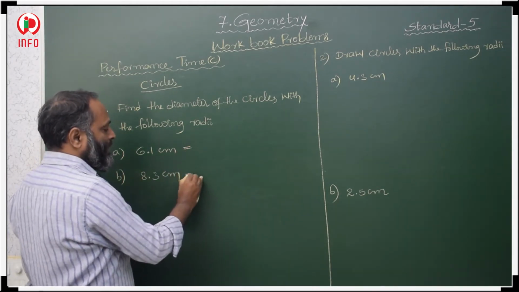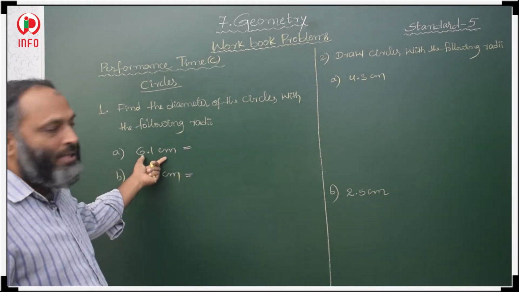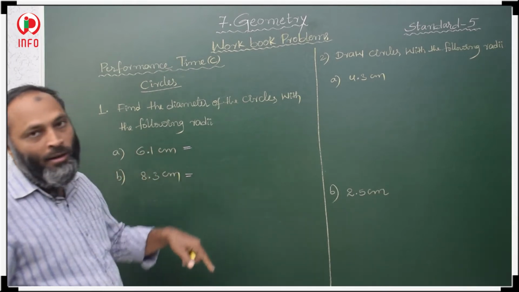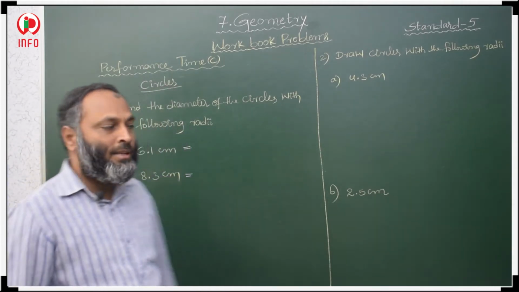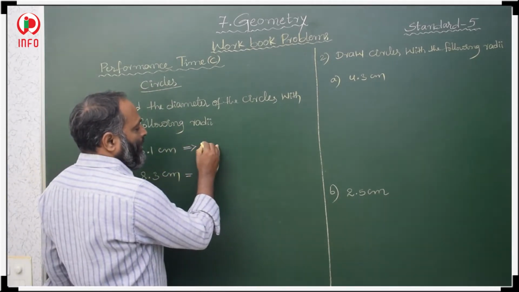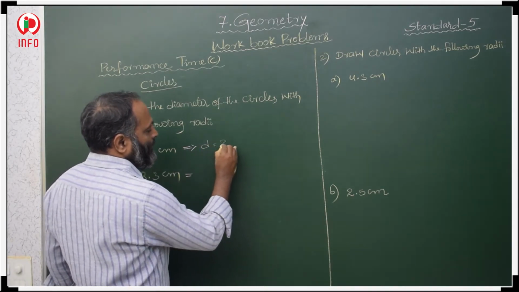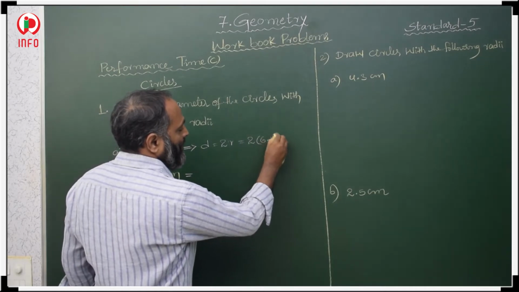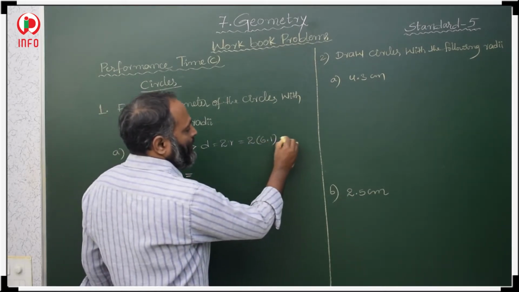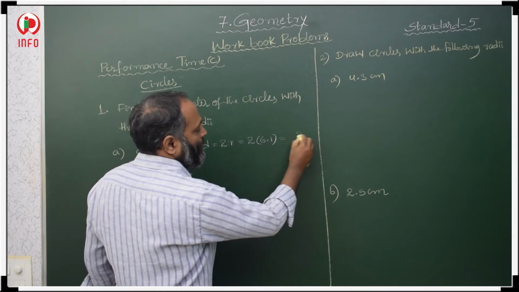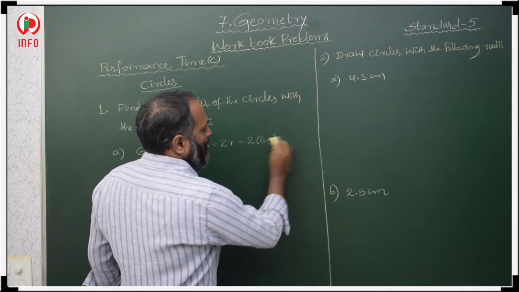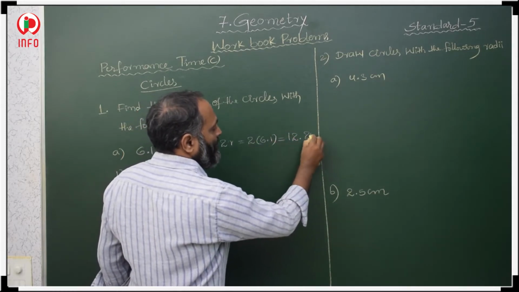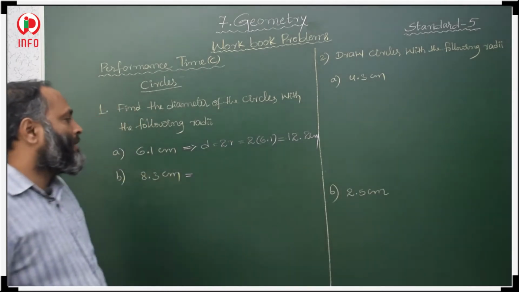So what is the radius here? Radius is 6.1 centimeters. Then how will you get the diameter? If you double the radius, you get the diameter. So we know diameter is equal to 2 times radius, that is 2 into 6.1. Multiply with 2: 2 ones are 2, 2 sixes are 12, so 12.2 centimeters. So this is the diameter.